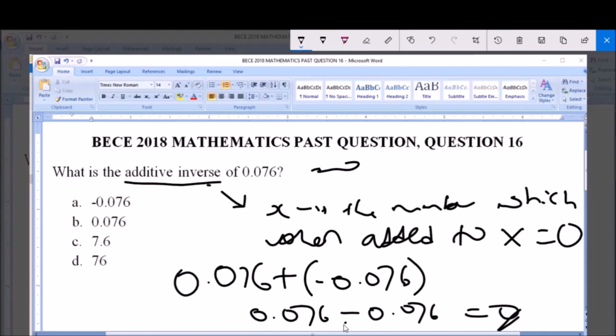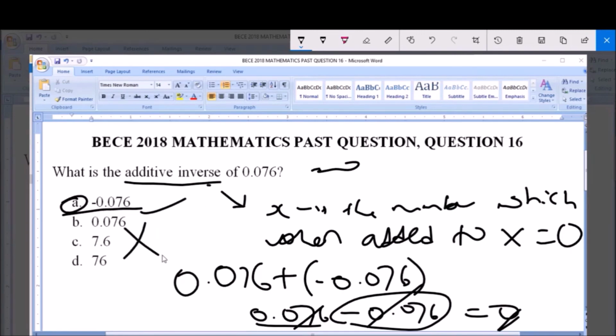Like here now, the additive inverse of this 0.076 is minus 0.076, because when you add minus 0.076 to 0.076, they will cancel each other out, and you will have 0. So our answer now is minus 0.076, which is A. A is the right answer. The other options are wrong.